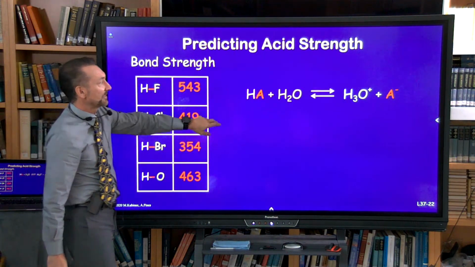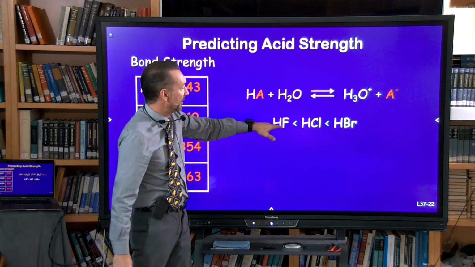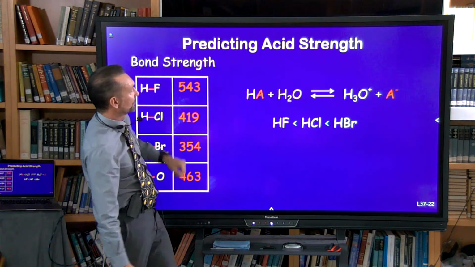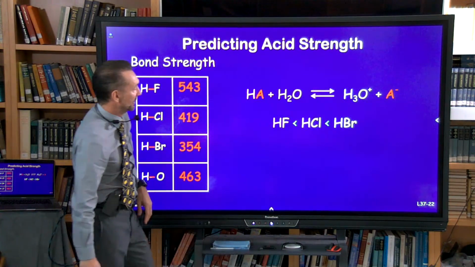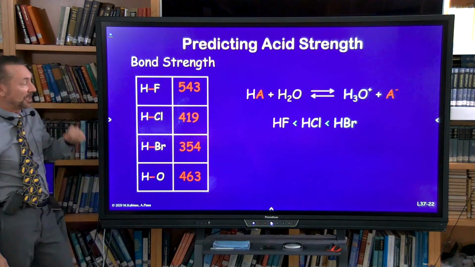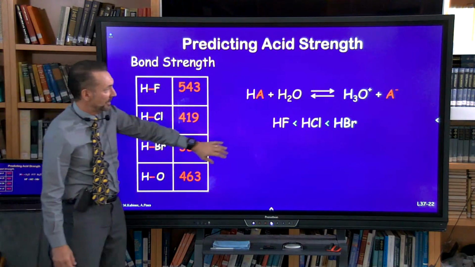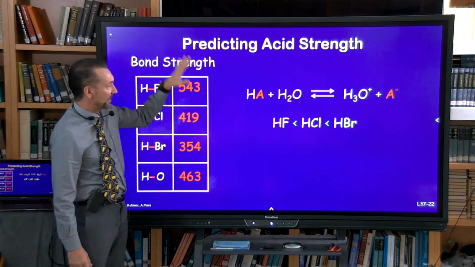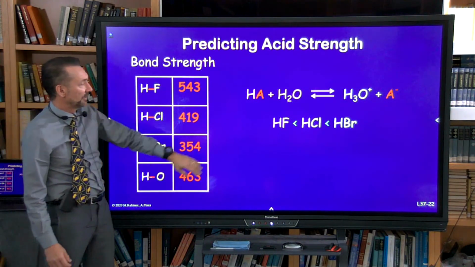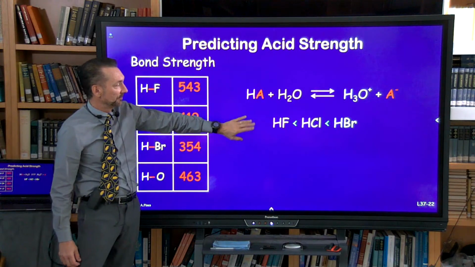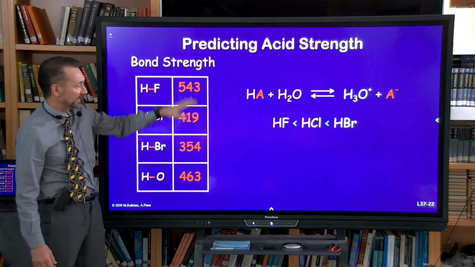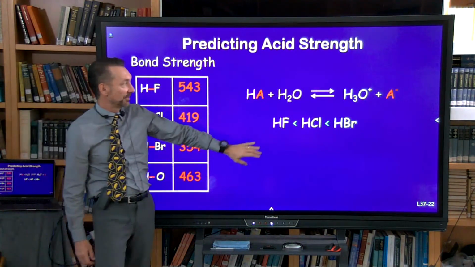So this is what has to happen. The weakest acid is the strongest bond, and the strongest acid is the weakest bond, based on our polarity and electronegativity, or the exact bond energies that we have here.